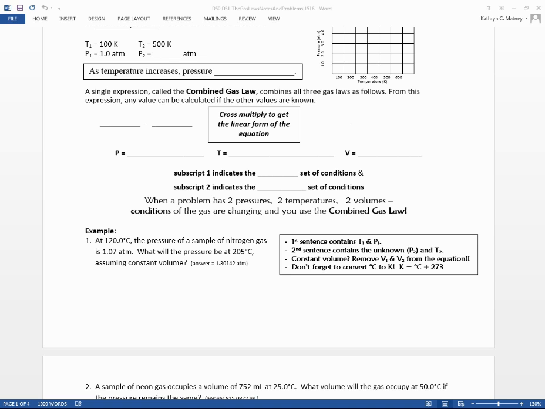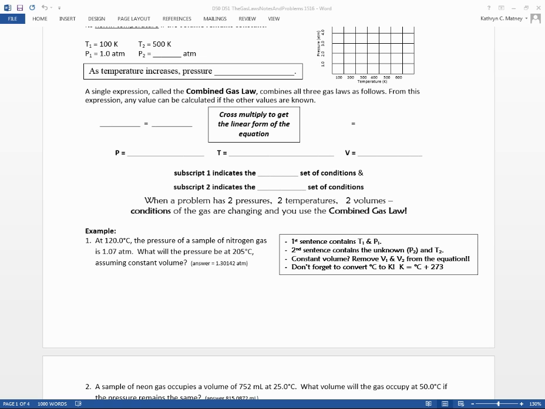Let me erase a little bit so I have clear space to do what I want to do. All right, so what we're going to do is plug into P1 over T1 equals P2 over T2. And why am I leaving out the volume? Because it's constant. So I don't have to worry about it in the combined gas law. Now I'm just going to plug in my numbers, and you don't have to put any units down, just numbers, because you've crossed out the units and you've circled the one you'll need at the very end.